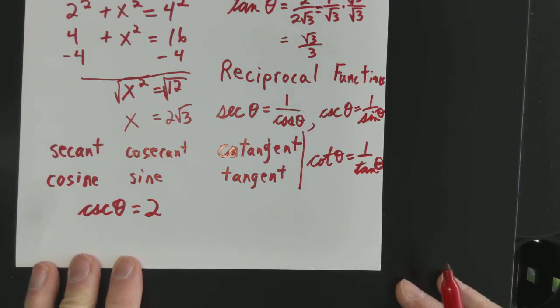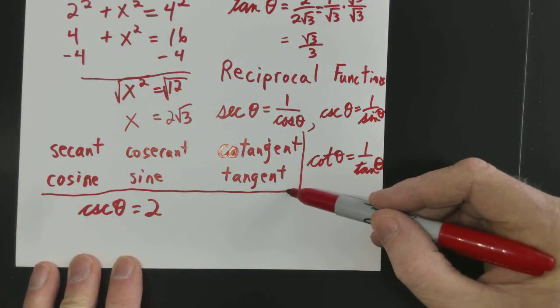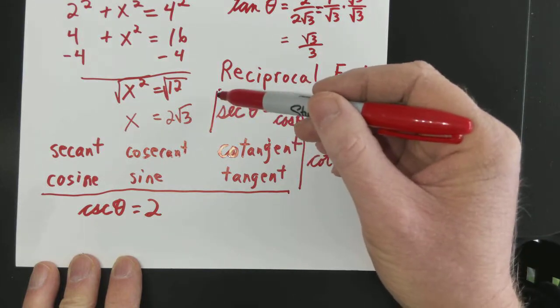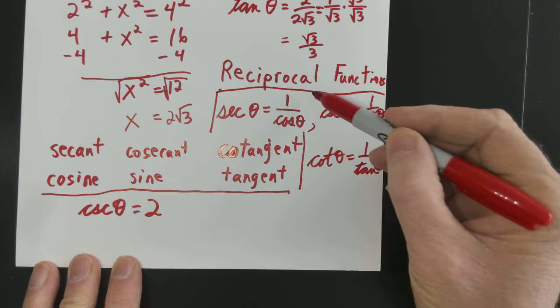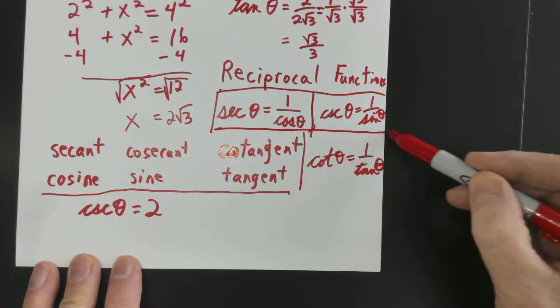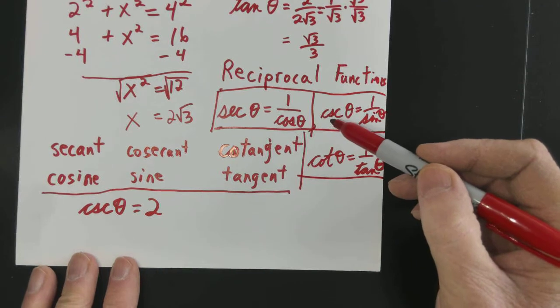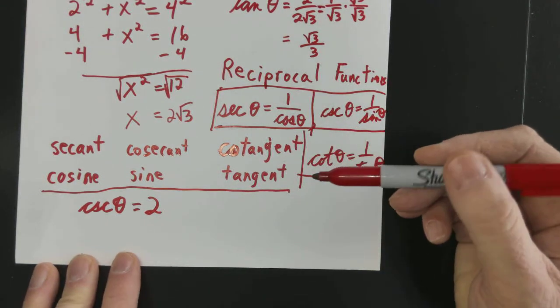To the right of, under where it says reciprocal functions, what does that say? Sec, and then you have CSC. Right here? Yeah. CSC. I tend to write cursive when I write the trig functions.